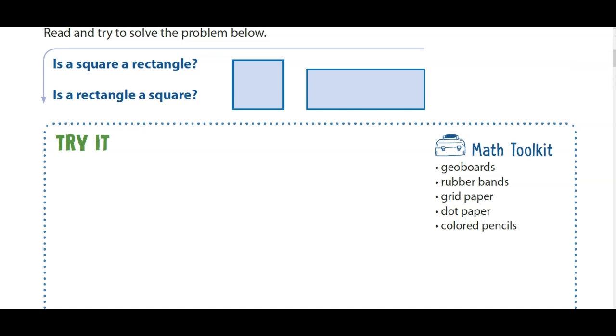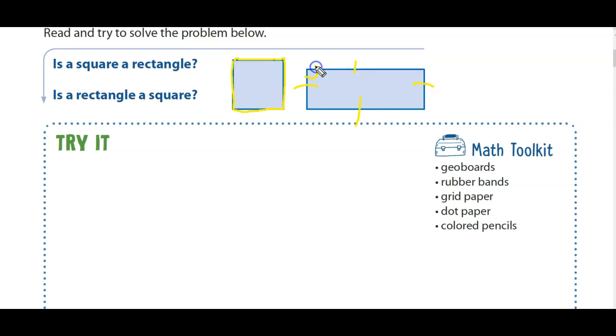Technically, a rectangle cannot be a square. A square, all four sides are the same length. That's what a square is. A rectangle doesn't have all four sides of the same length. But you could call a square a rectangle just because it does have four sides.